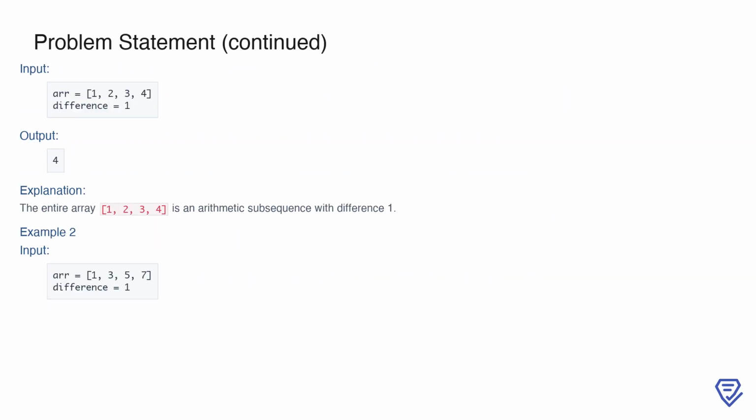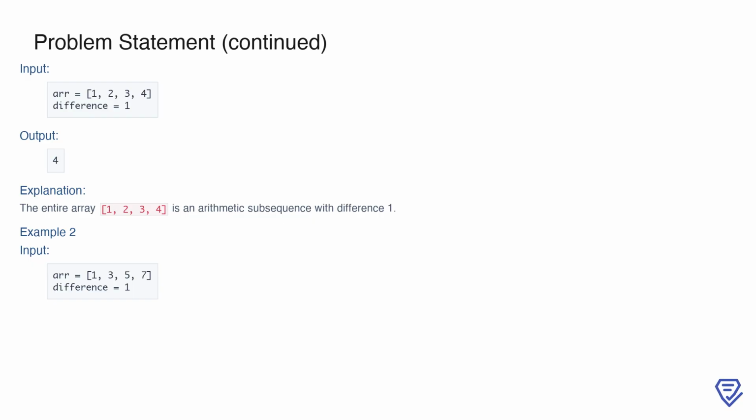Let's look at an example to make this more concrete. Suppose we have the input array ARR equals 1, 2, 3, 4, and difference equals 1. In this case, the entire array itself forms an arithmetic subsequence where each consecutive pair of elements has a difference of 1. For example, 2 - 1 equals 1, 3 - 2 equals 1, and 4 - 3 equals 1. Since the entire array satisfies the condition, the length of the longest arithmetic subsequence is 4.